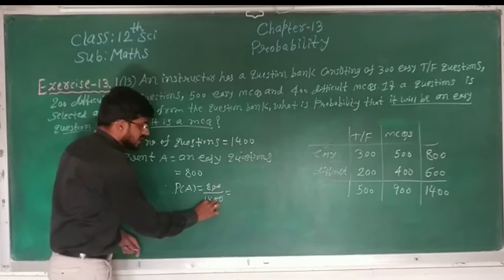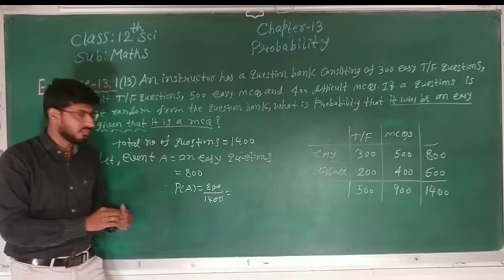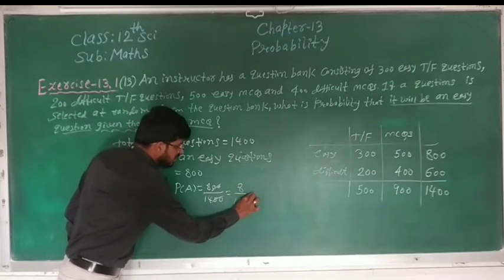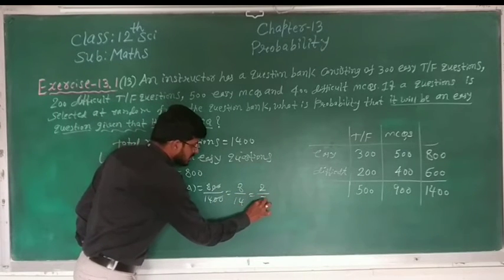So the 0 will be cancelled out. So we get 8 by 14. Also we have to cancel out. So we get 2 4s and 2 7s.